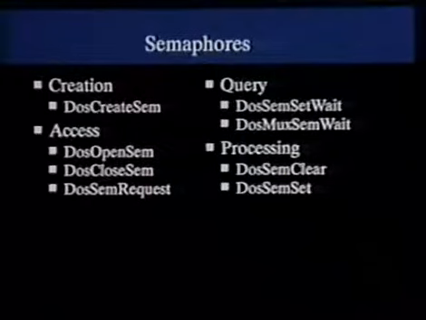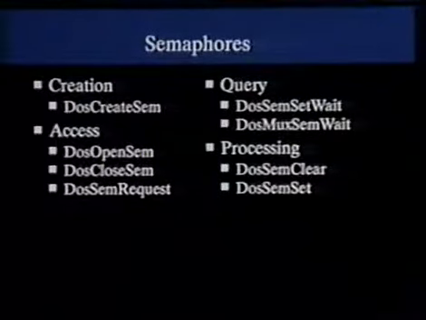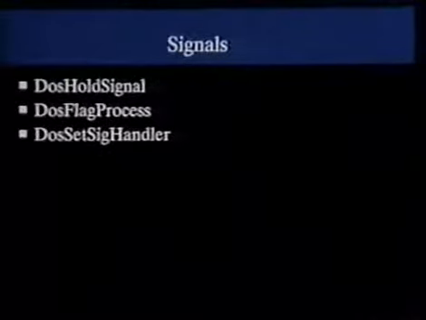First, we have semaphores. These are standard computer science semaphores. We have two flavors of them. We have fast in-memory semaphores, and we have named shared semaphores. But they're what you learned in school. They're very common. We have a thing called signals. Signals are asynchronous interrupts, software interrupts, and you can use them to communicate between programs.